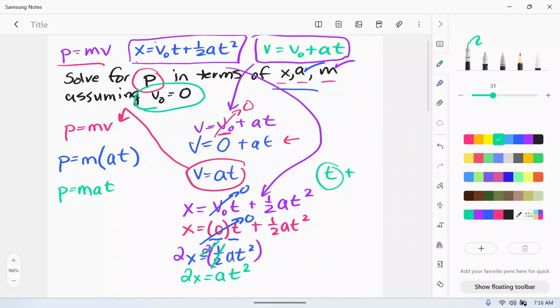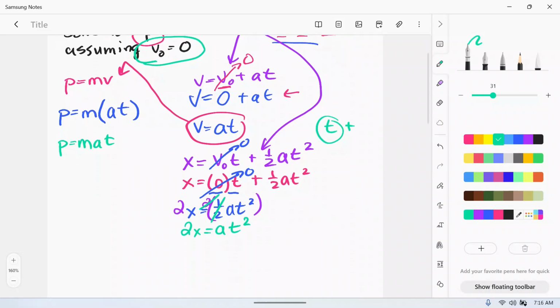My goal is to get t by itself. So what I'm going to do here is divide both sides by a, because a is multiplied by t squared. So the a's cancel. So I get 2x over a is equal to t squared. Now what I want to do is I want to get t by itself, so I have to undo the square. I do that by taking the square root of both sides.